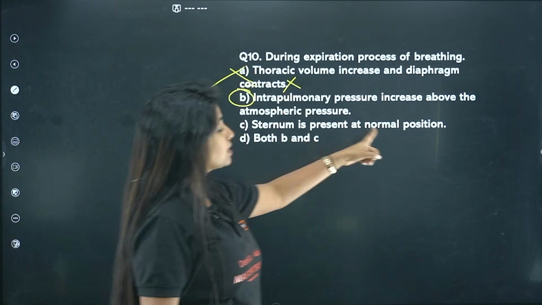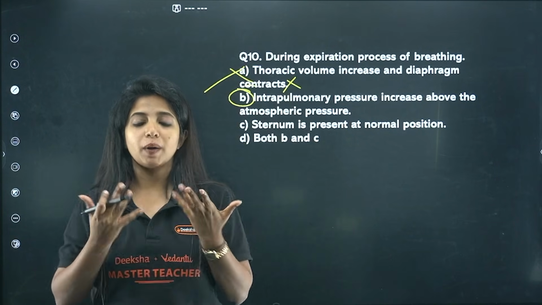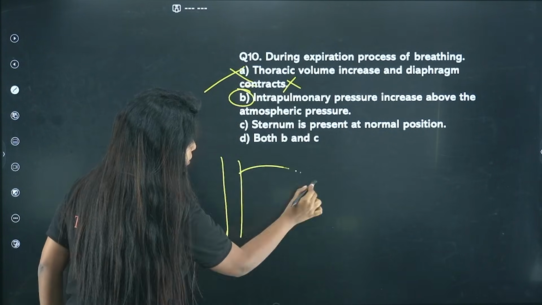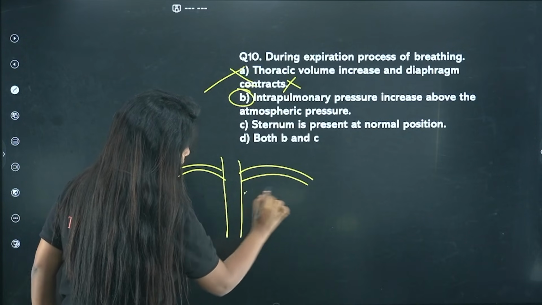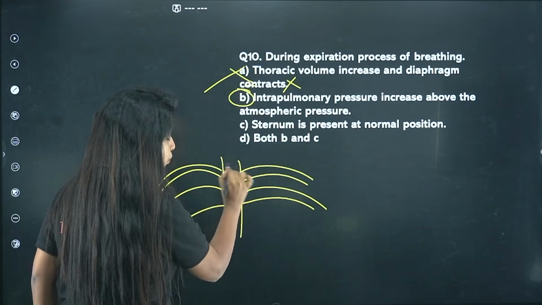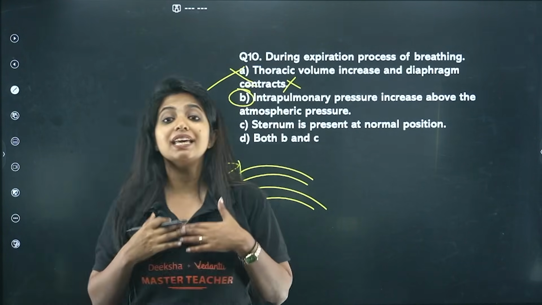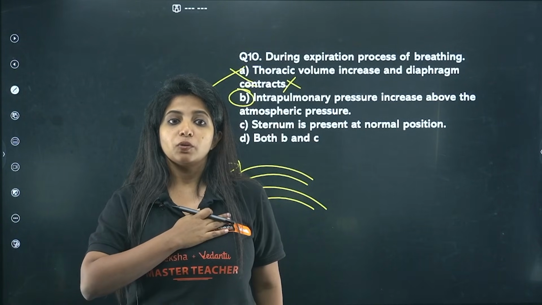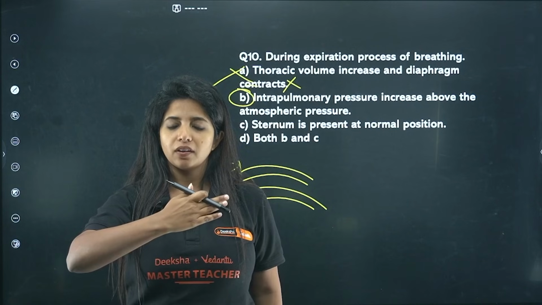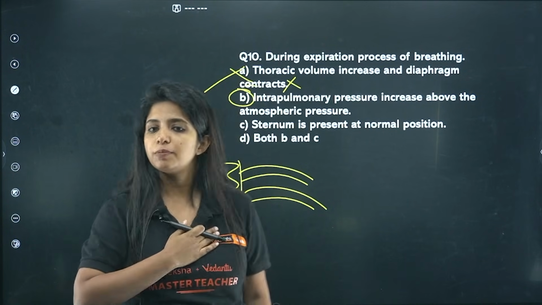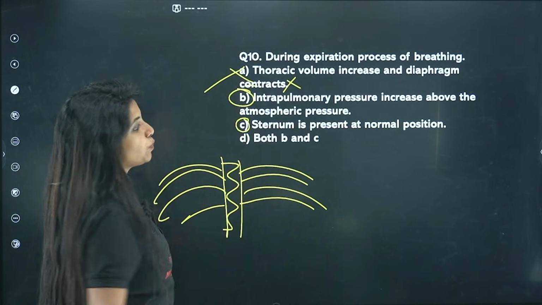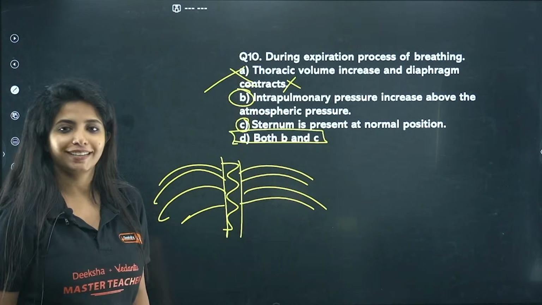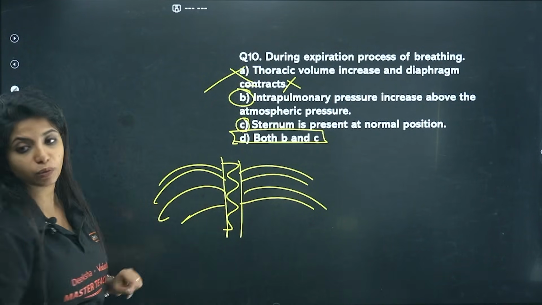Now, sternum is present at normal position. So when we breathe out, what is the sternum? Sternum is this, onto which your rib is going to be attached. You call this the chest bone also. So first of all, when we breathe in, all of you touch like this and breathe. When I breathe in, it goes up. When I breathe out, it goes back to the normal position. So this is also correct, that sternum is present at the normal position. So can I say both B and C options are correct? Yes, ma'am. Yes, that's all. So your answer for this question would be D.